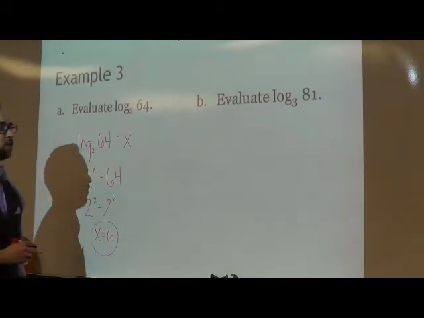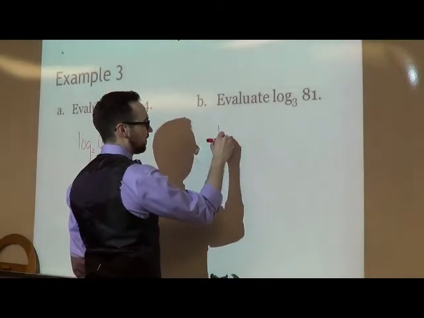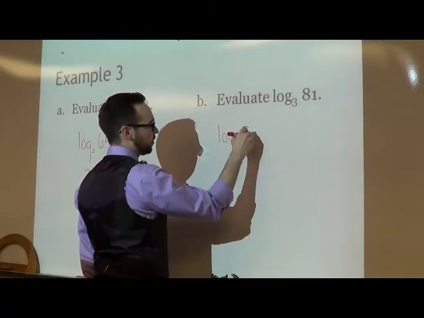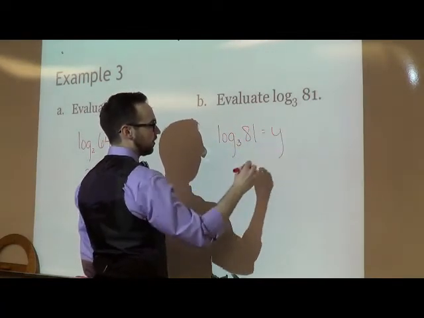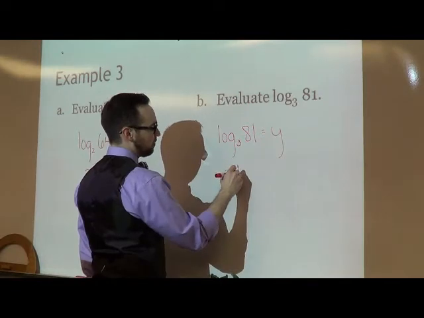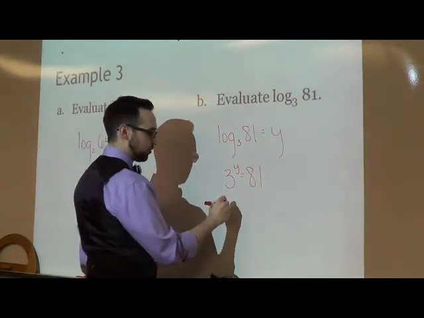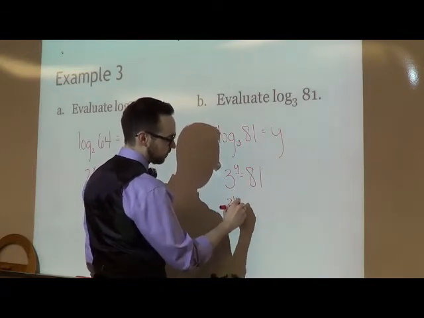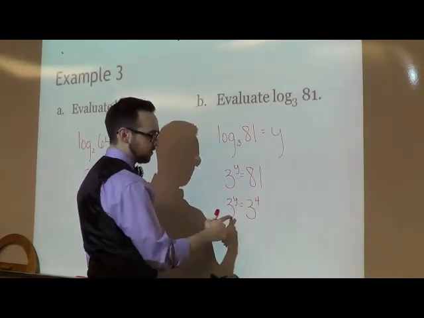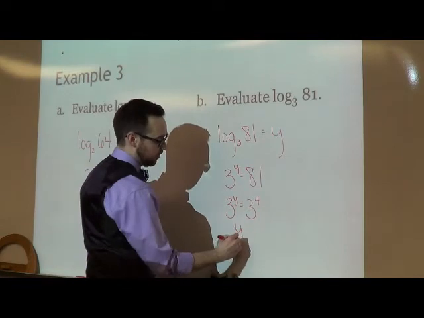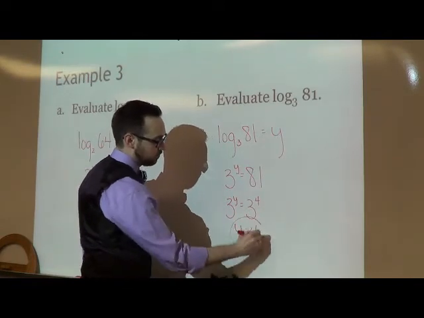So a similar thing with log base 3 of 81. We're going to set that equal to some variable, so log base 3 of 81 is equal to y. So then 3 to the y power is equal to 81. Yesterday we talked about a couple of times, 81 is 3 to the 4th power. So once your bases are the same, then you can just say y is equal to 4.